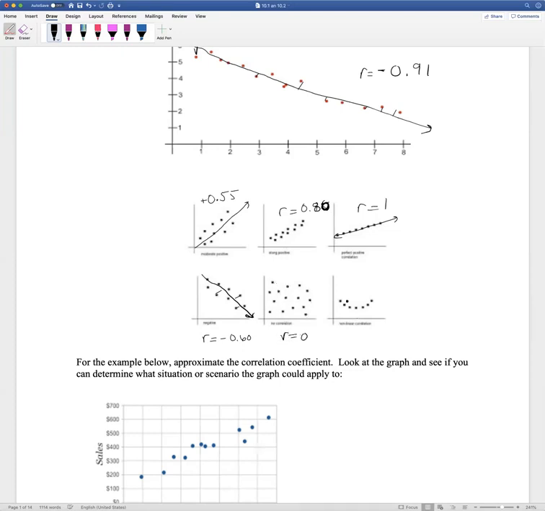That would be R equal to 0. Same thing with this one. There's no linear correlation. This looks more like a parabola, so we could use a parabola to approximate this.